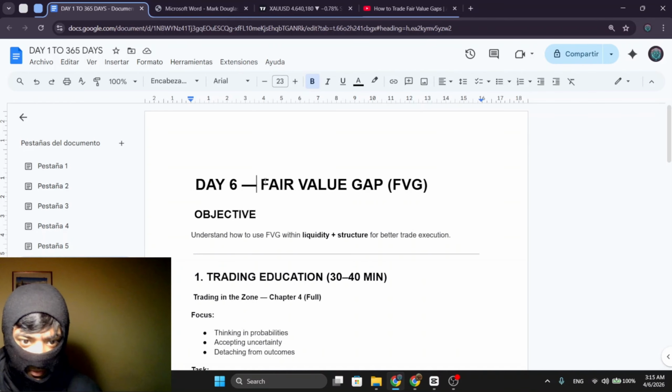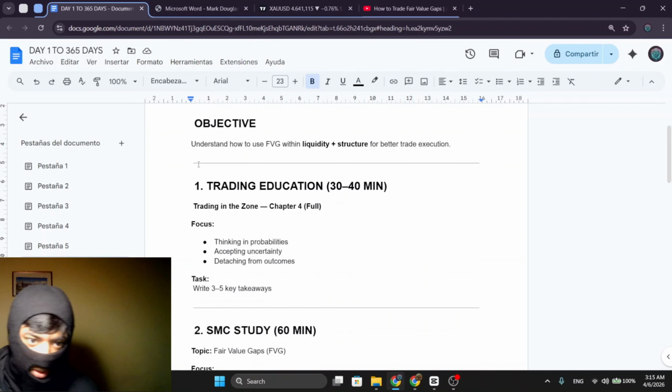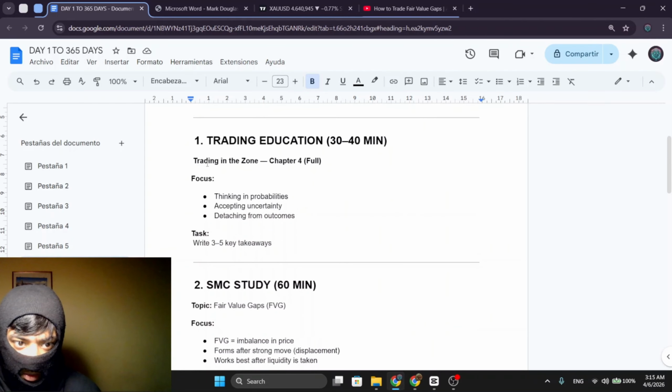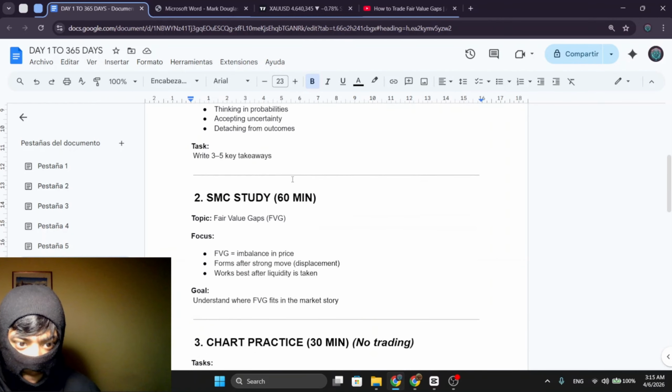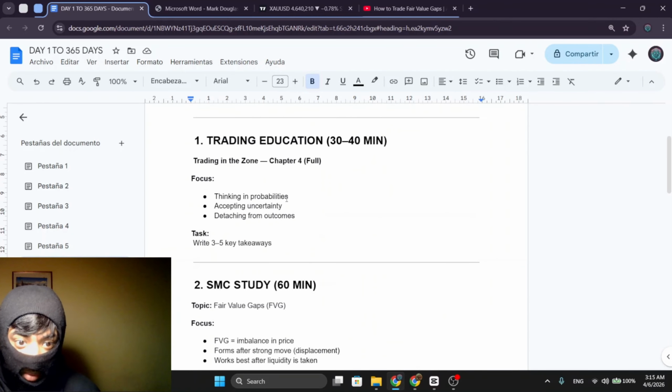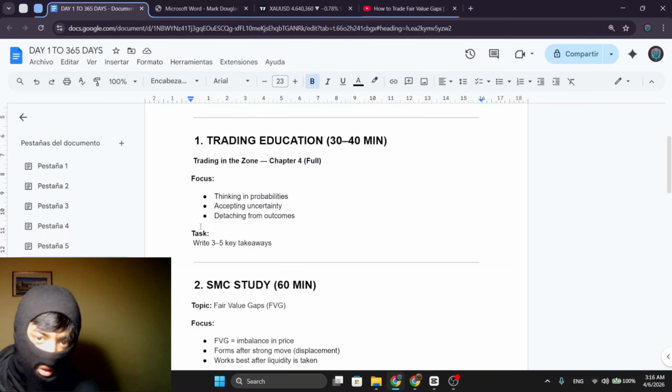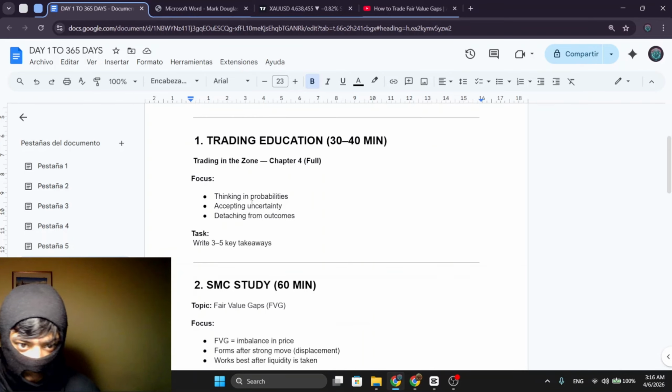Today's lesson: fair value gap. Objective: understand how to use fair value gap within liquidity plus structure for better trade execution. We're going to read Trading in the Zone by Mark Douglas, the whole of chapter 4, and focus on thinking in probabilities, accepting uncertainty, detaching from outcomes, and always writing 3 to 5 key takeaways from the book. If you want to read this book, there are plenty of PDFs and audio versions on YouTube.